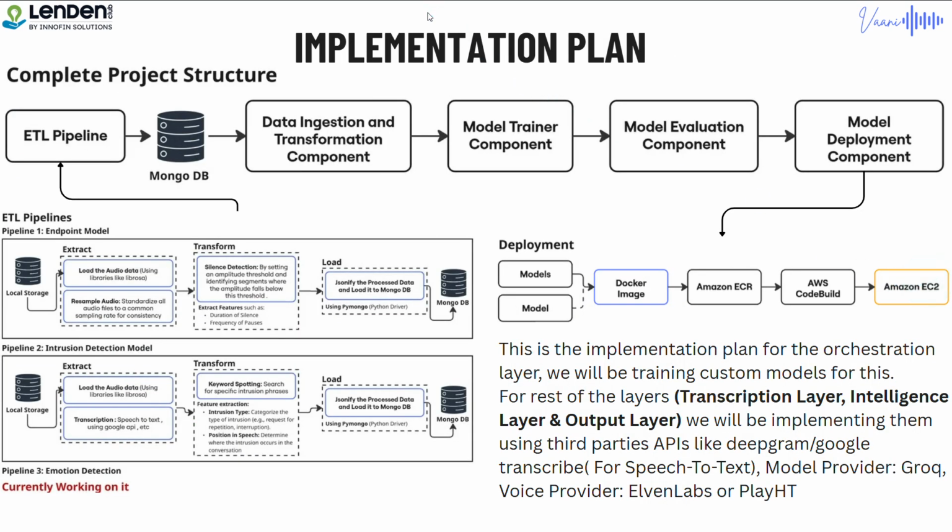So now how we are implementing it. This is our complete project structure: the ETL pipeline, then that data will go to MongoDB, then we will have an ingestion and transformation layer, then we will have a model trainer component, model evaluation component, and model deployment component. So this project structure is only for the orchestration layer.